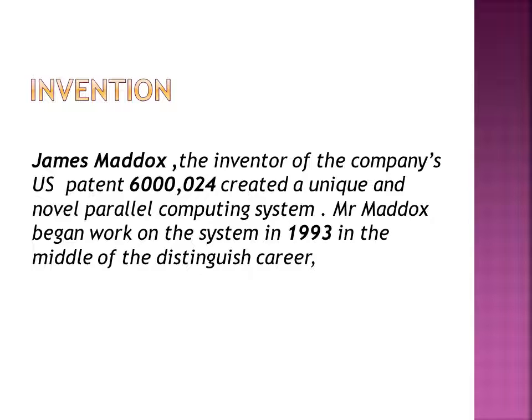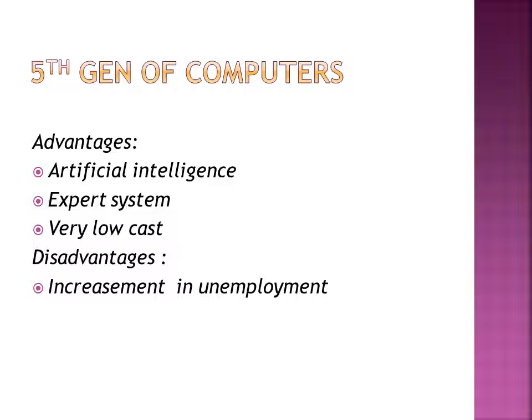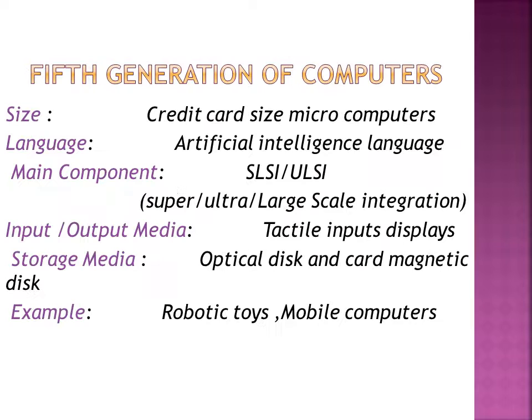Invention. James Maddox, the inventor of the company's US patent 60024, created a unique and novel parallel computing system. Mr. Maddox began work on the system in 1993 in the middle of his distinguished career. Fifth generation of computers. Advantages: artificial intelligence, expert system, very low cost. Disadvantages: increase in unemployment.